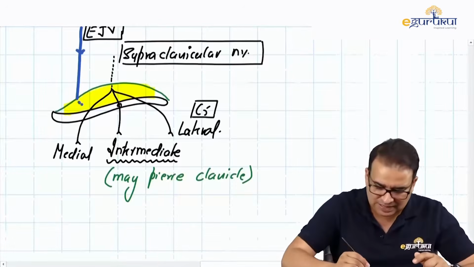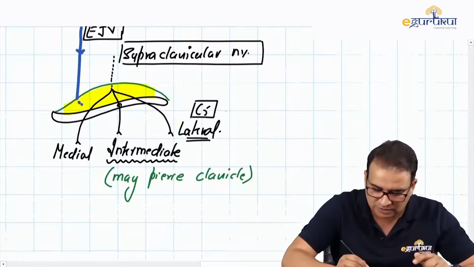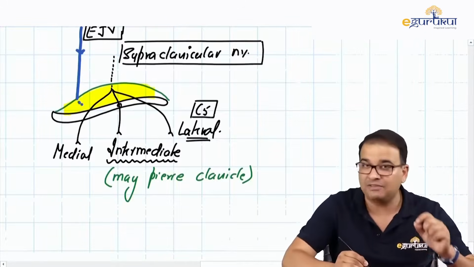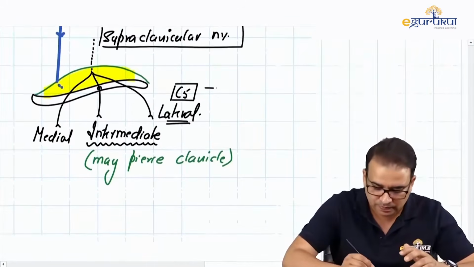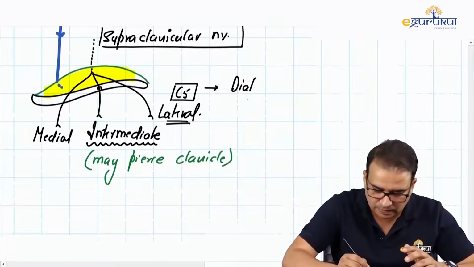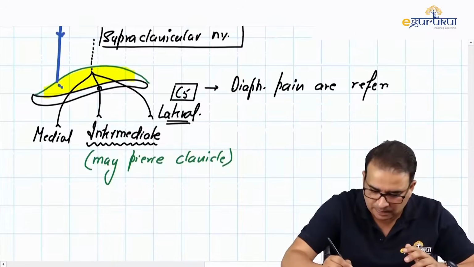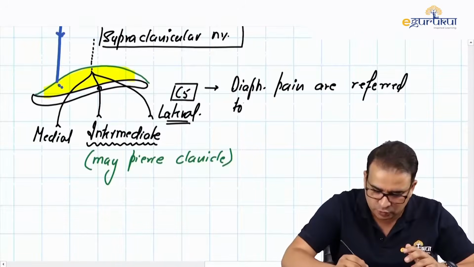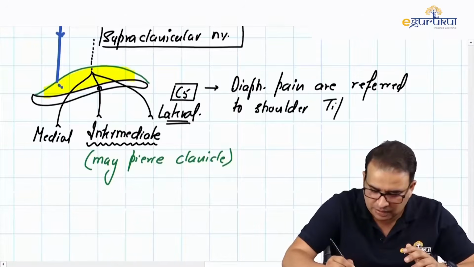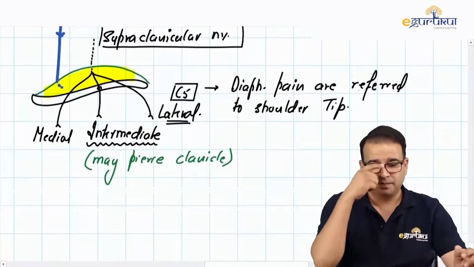That's what referred pain is all about. So because this lateral branch of the supraclavicular nerve has a C5 dermatome, diaphragmatic pain is referred to the shoulder tip.